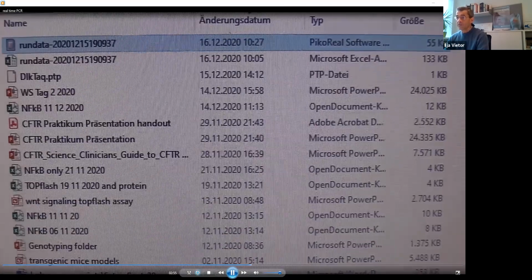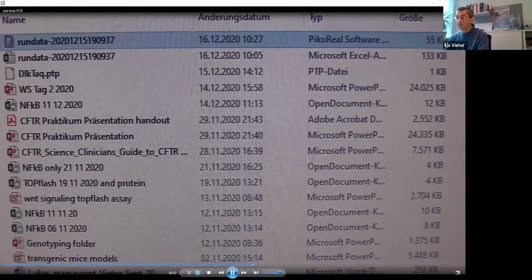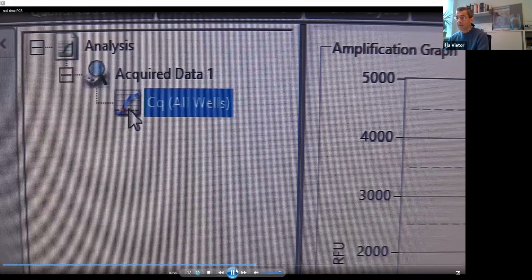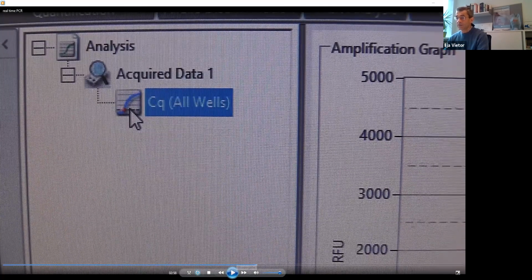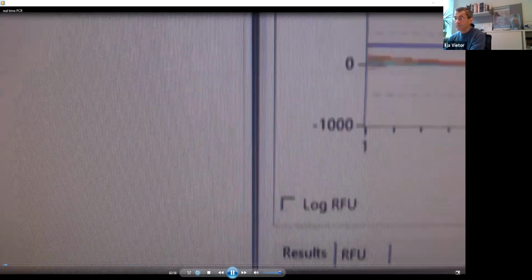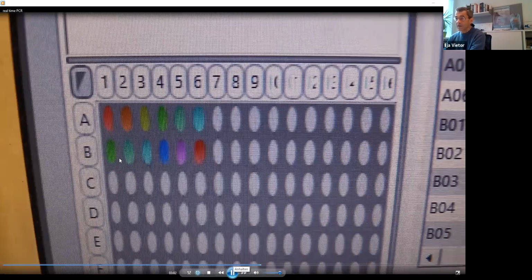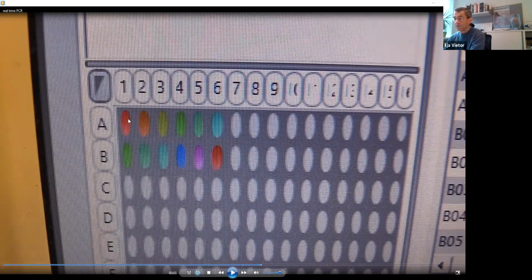I will show you a few parameters which are important. So this is our read. This was our reaction, which you have to select. And then what we are interested in are these CQ values. You have to select your samples where they are in the plate. So we had 6 and 6 samples. The upper part is the DLK1, lower part is GAPDH, left 3 are wild type, right 3 are T7 knockouts.